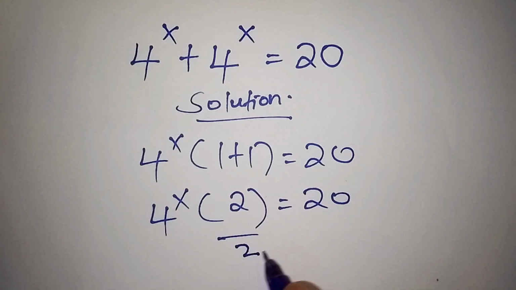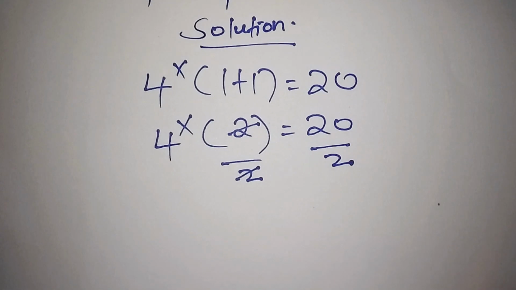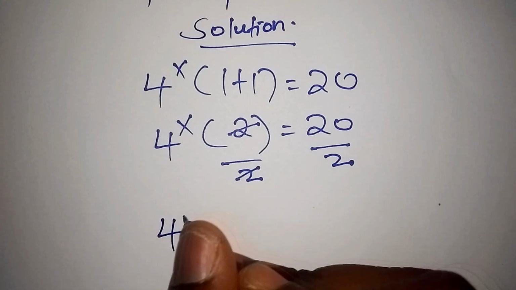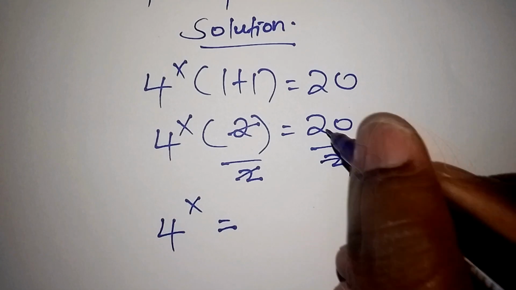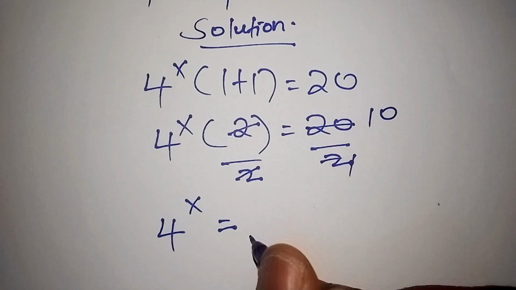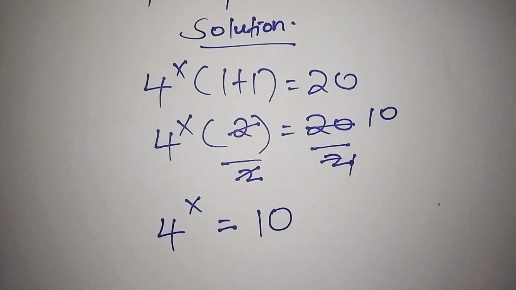So divide both sides by 2. The 2 by 2 shall cancel. So we shall remain with 4 to the power of x, which shall be equal to 20 divided by 2, which is 10. So it shall be equal to 10.